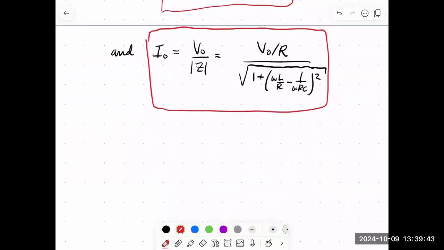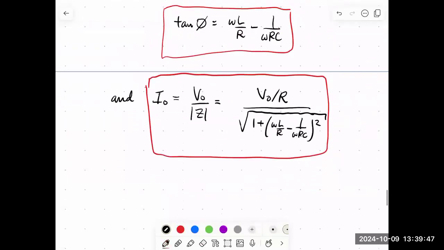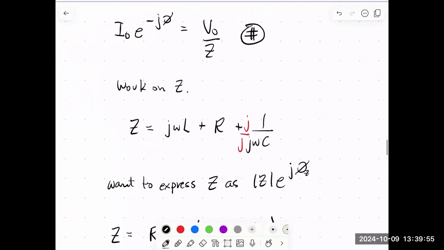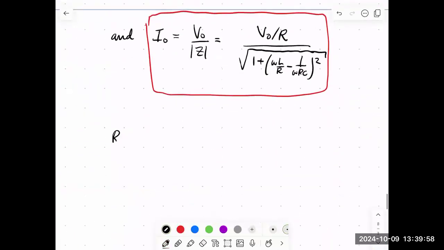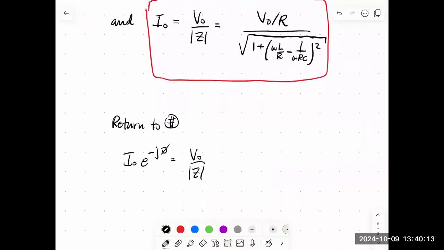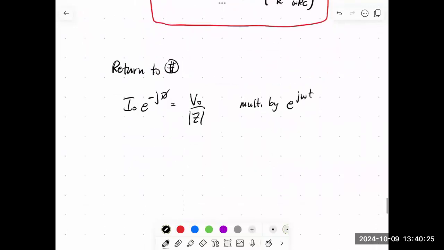So let's return to equation number sign. I naught e to the minus j phi was V naught over the magnitude of Z. Just for kicks, I'm going to multiply by e to the j omega t on both sides. So I'd have I naught e to the j omega t e to the minus j phi is equal to V naught e to the j omega t over the magnitude of Z.